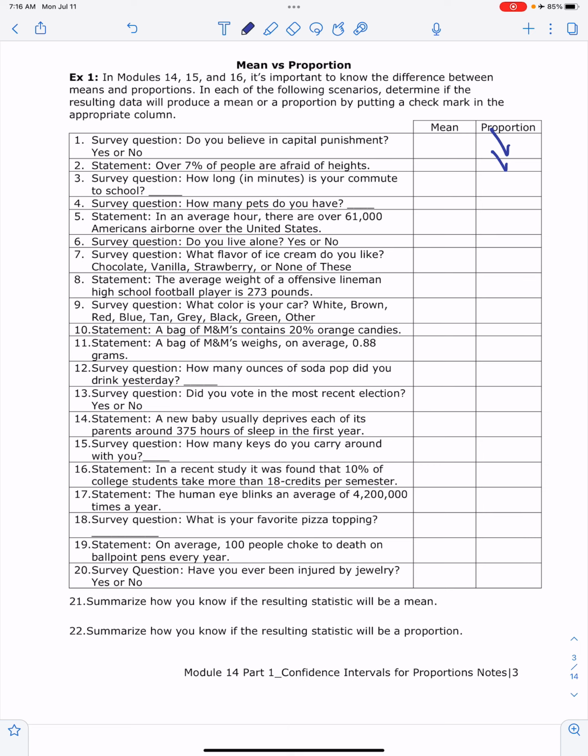3, how long in minutes is your commute to school? That is going to be a mean. That is going to be different for different people. We're going to be able to take the average of those numbers.